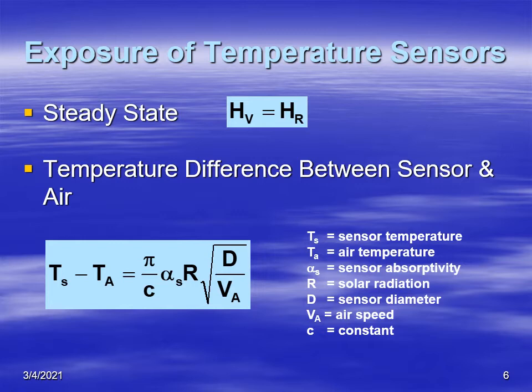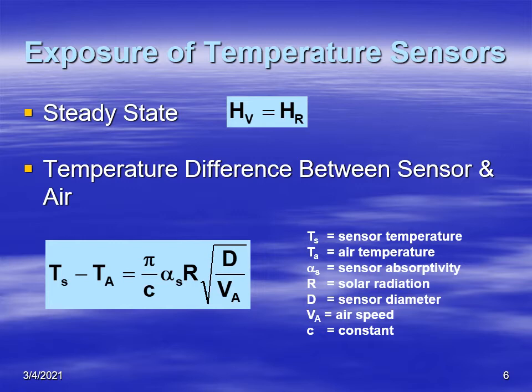I kind of jumped a few steps here, but the temperature you see at the bottom is the temperature that's measured by your thermometer, the temperature of the thermometer, that's TS, and then TA is the air temperature. If that difference is zero, then your thermometer is measuring exactly the air temperature. That doesn't always happen. The thermometer or the sensor temperature is different than the air temperature, and that is your exposure error. On the right-hand side, there are a lot of factors that result in the exposure error.